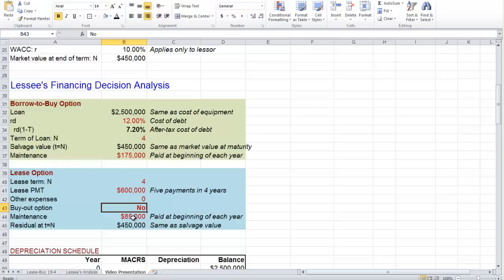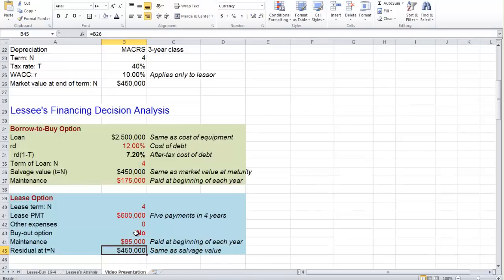Maintenance expenses to be paid as part of a lease agreement is $85,000 every year. However, the money will be paid at the beginning of each year. Keep in mind, there's not going to be 5 payments of $85,000, as is the case with the lease. So we want to be very careful in identifying the specific information regarding this transaction. And of course, the projected residual value at the end of the lease term is also the same as the salvage value or market value, if you like, of $450,000.